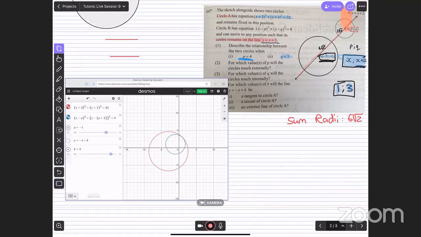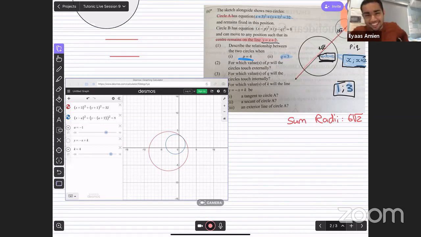Because they want to know where it touches internally. So that's the formula you use. Yeah, but why is it the formula? I know the textbook says that.